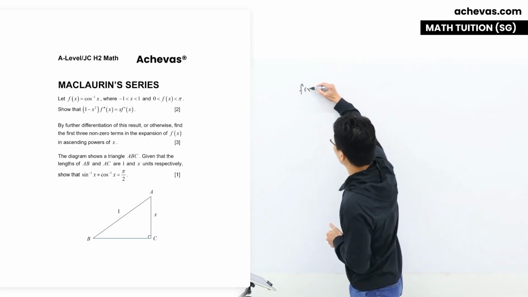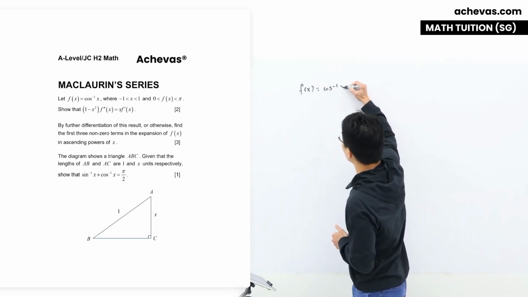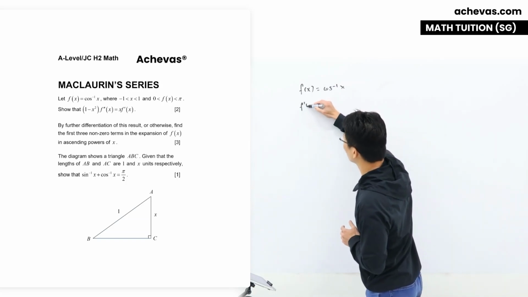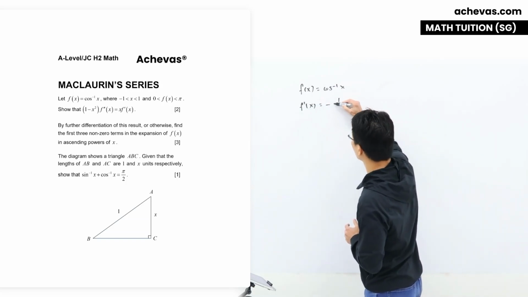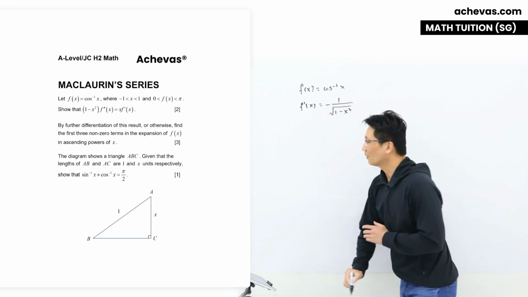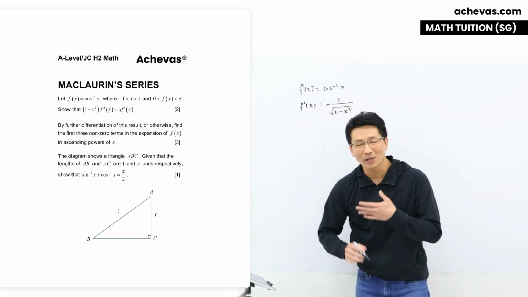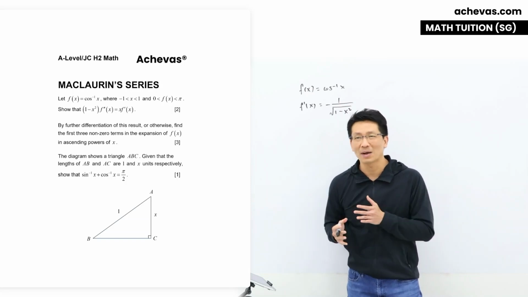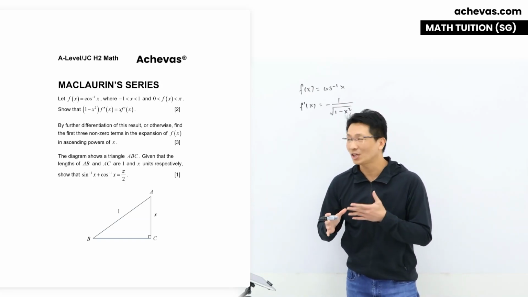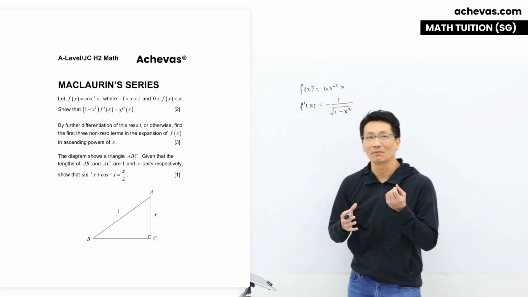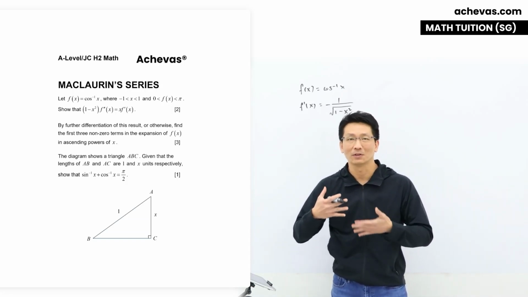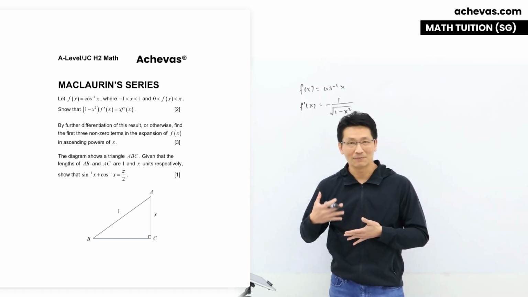So we have f(x) equal to cos inverse x. Let's do a differentiation first. We will end up with f prime x equal to -1 over square root of 1 minus x squared. Of course, for this particular question, we can continue to do a differentiation, but the intention for Maclaurin series is not like this. Usually, we will want to make use of some form of implicit differentiation to make our algebraic manipulation for the differentiation much more effective.